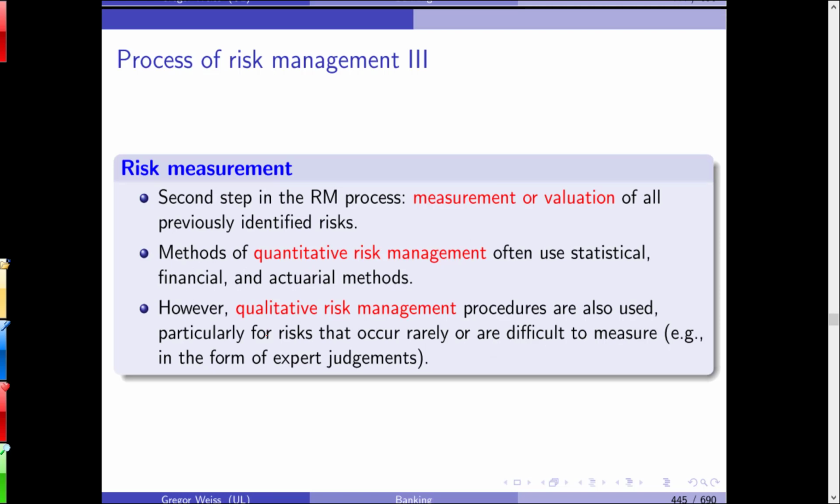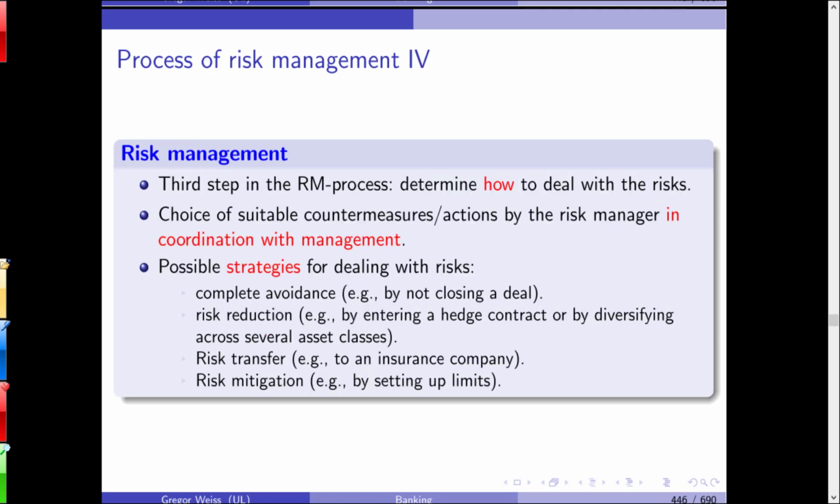Risk measurement. You need to measure risk, and this is usually done in quantitative risk management. You need to know what your position is worth, how market prices, default rates, interest rates, and probabilities can change, and then you need to put a price tag on your risk. What is the potential financial loss stemming from this risk? Sometimes you also use qualitative risk management, expert judgments, and so on, but ideally you can use quantitative risk management. Then you need to manage risk. You can completely avoid it, for example, by not closing a deal.